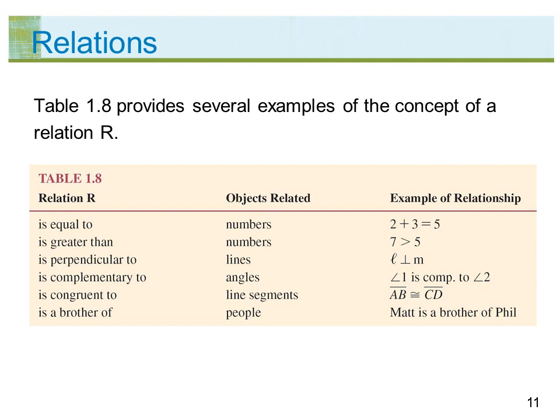Is equal to. Numbers. 2 plus 3 equals 5. Is greater than. Numbers. 7 is greater than 5. Is perpendicular to. Lines. Line L is perpendicular to line M. Is complementary to. Angles. Angle 1 is complementary to angle 2. Is congruent to. Line segments. Line segment AB is congruent to line segment CD. Is a brother of. People. Matt is a brother of Phil.